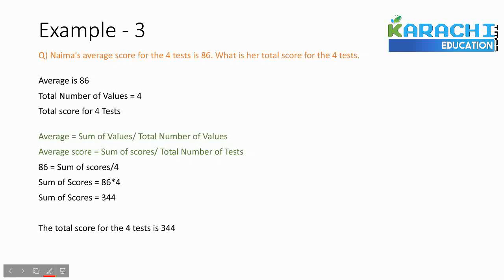Naima's average score for 4 tests is 86. This question is a little bit different from the previous two. The average score is already given, it's 86. The total number of tests is 4. So what is her total score? We have the average, 86, and the total number of values, 4, but the total score of the 4 tests we don't know.